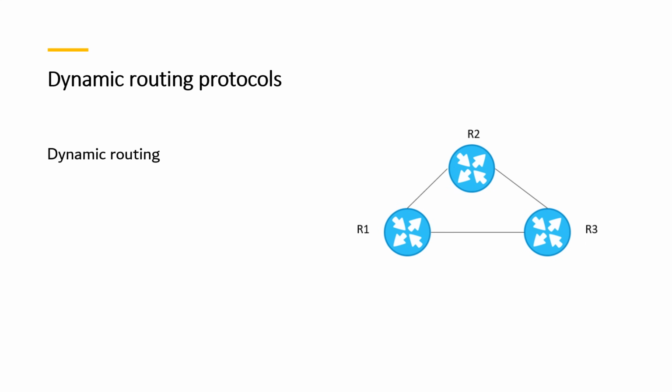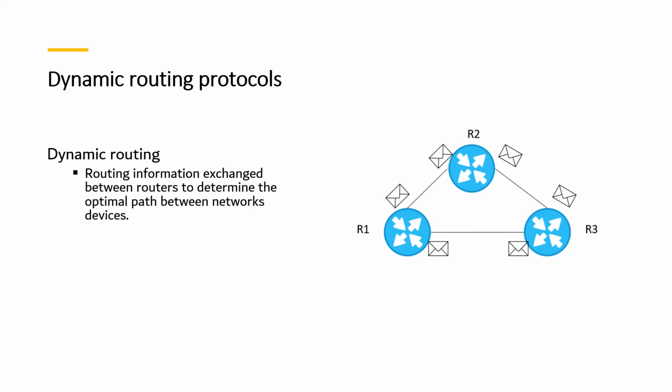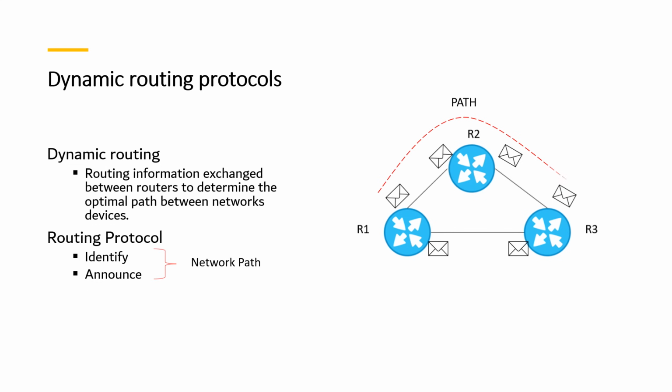Dynamic routing is a mechanism through which routing information is exchanged between routers to determine the optimal path between network devices. A routing protocol is used to identify and announce the network paths. Routing protocols are a set of defined rules used by the routers to communicate between the source and the destination.